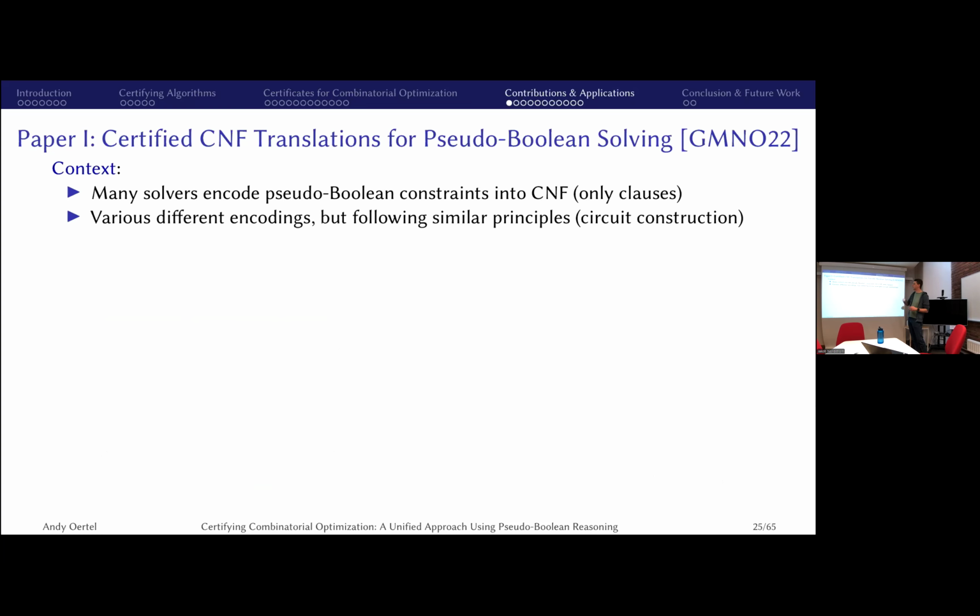and using that for pseudo-Boolean solving. So there are these solvers that encode pseudo-Boolean constraints into conjunctive normal form, so all the constraints are just clauses. The thing is that there are a lot of different encodings to do this, different ways to have these pseudo-Boolean constraints encoded into CNF. But the good thing, and what we observed, is that they have a very similar principle: they construct a circuit computing the constraint and then encode the circuit into CNF.